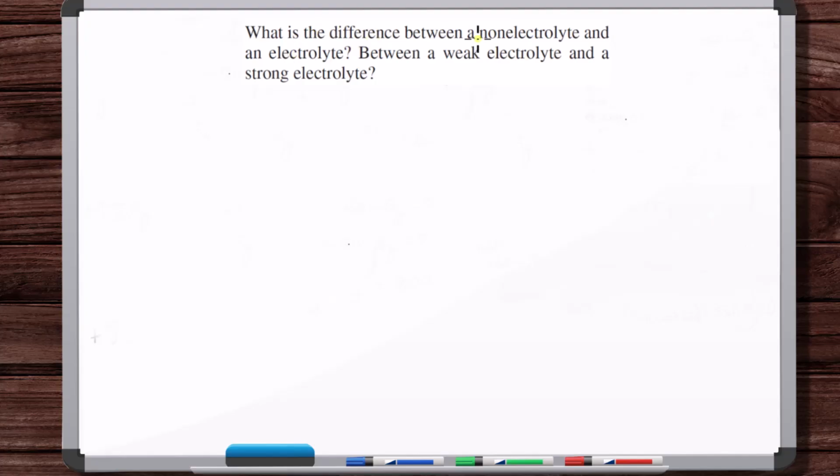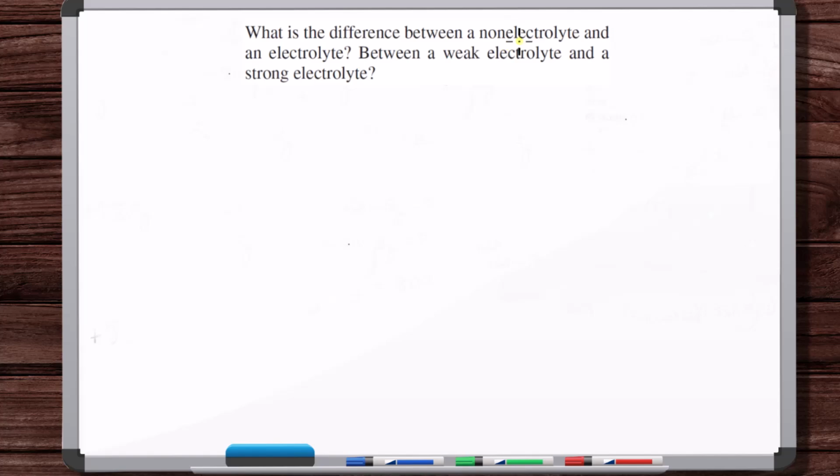Okay, what is the difference between a non-electrolyte and an electrolyte, between a weak electrolyte and a strong electrolyte? All right, so for electrolytes, we're talking about aqueous solutions. We're talking about something dissolved in liquid water. The term electrolyte means that if something is an electrolyte, that solute, once it's dissolved in water, the resulting solution conducts electricity. And so that's the difference between non-electrolyte and electrolyte.